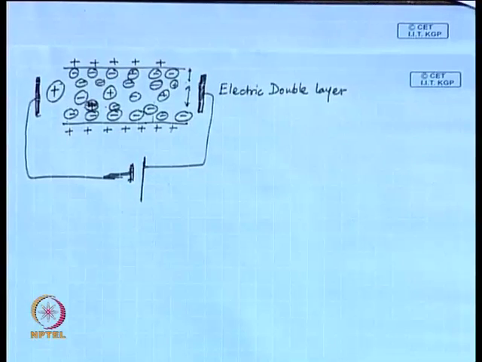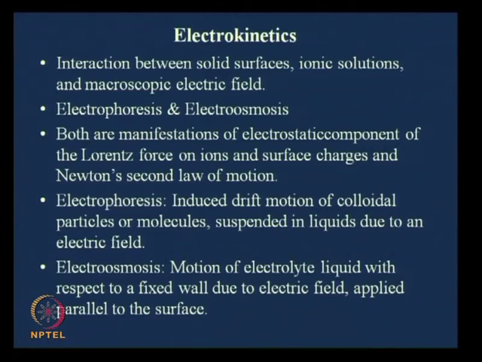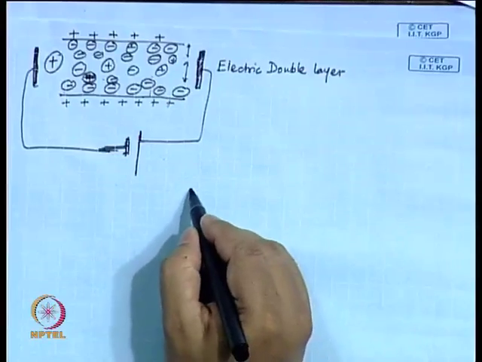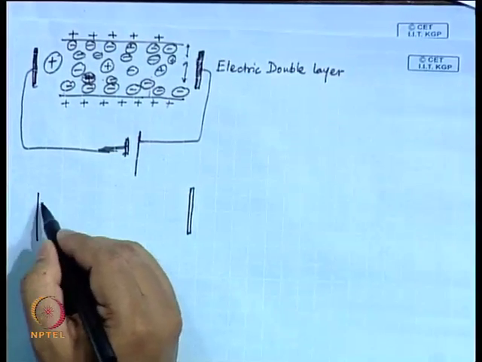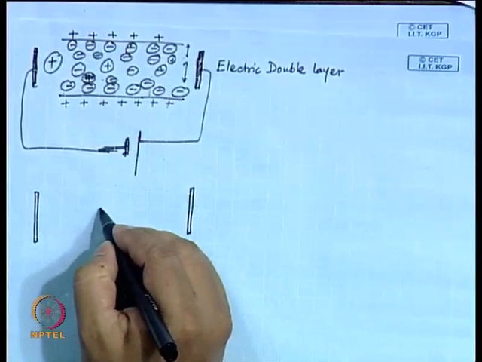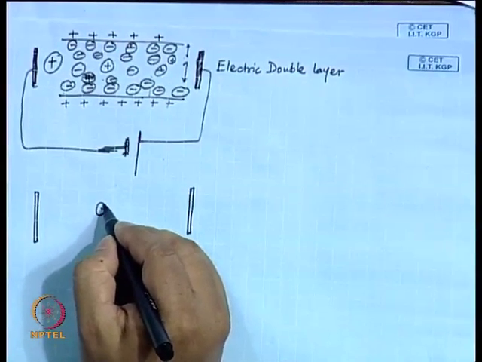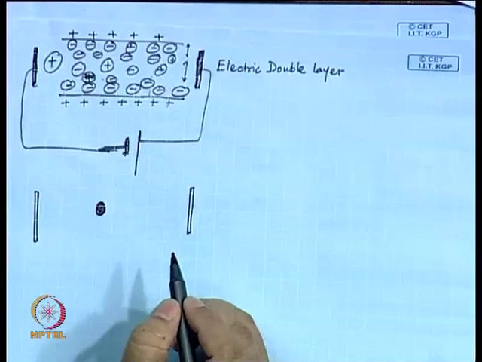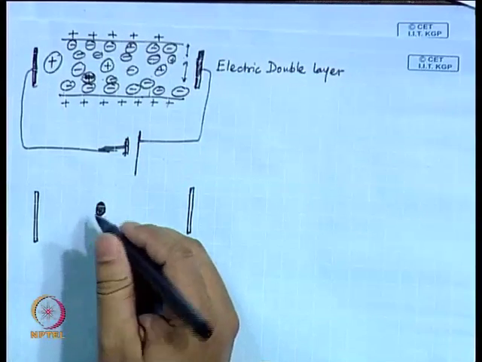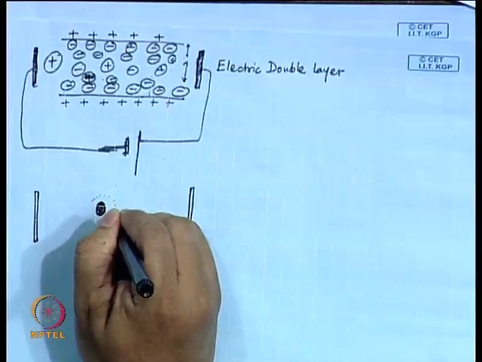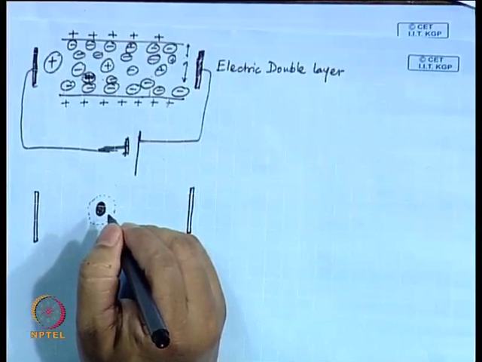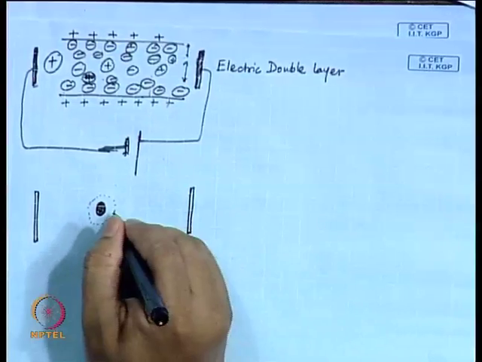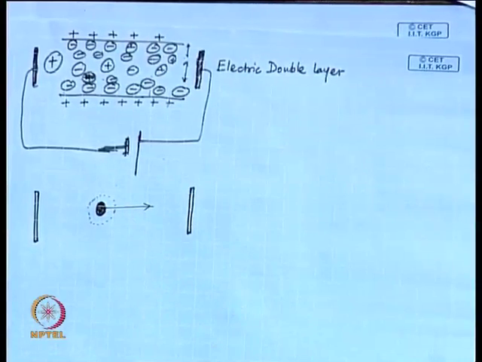Now, if we look at what electrophoresis is in the PowerPoint slide, it is the induced drift motion of colloidal particles or molecules suspended in liquids due to an electric field. What that means is that you similarly have a positive and a negative electrode, and you have a colloidal particle, or think of a particle altogether. You have a particle. If the particle is big, one can show that an electric double layer develops around the particle, and this particle as a whole will be pulled to one electrode.